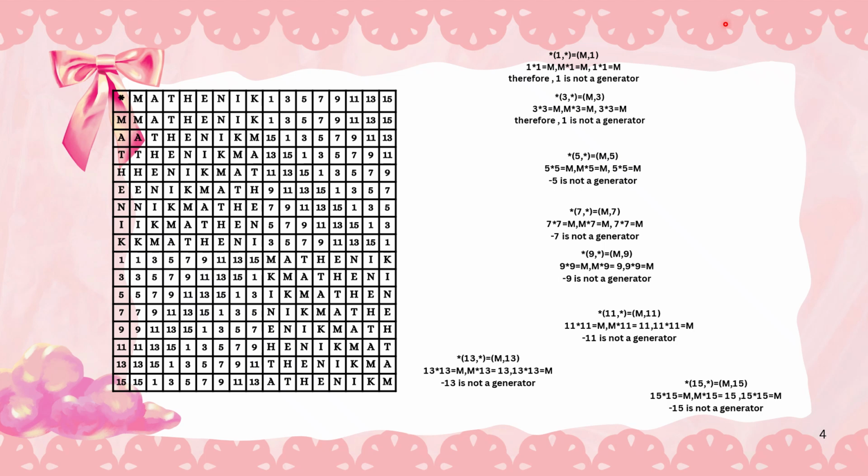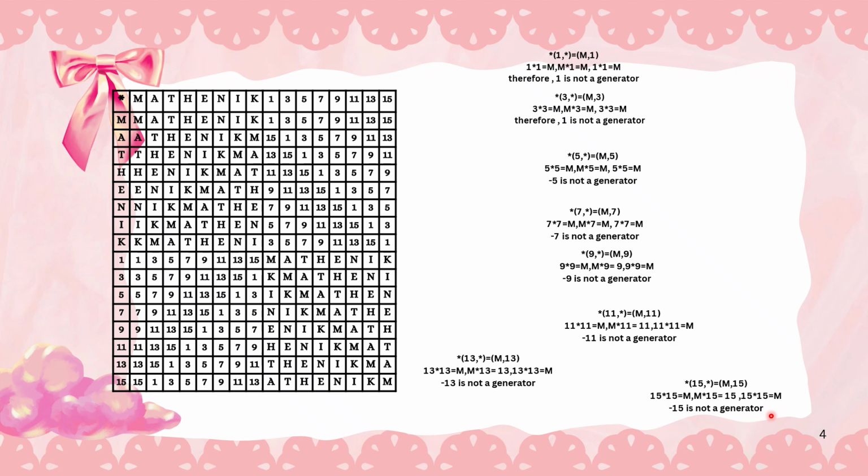Now, let's check if 11 is a generator by operating it by its element. So, 11 operates 11 is equal to M, then M operates 11 is equal to 11, then 11 operates 11 is M. Therefore, it is not a generator. Now, let's proceed to 13. 13 operates by itself is equal to M, then M operates 13 is equal to 13, then 13 operates 13 is equal to M. Therefore, 13 is not a generator.